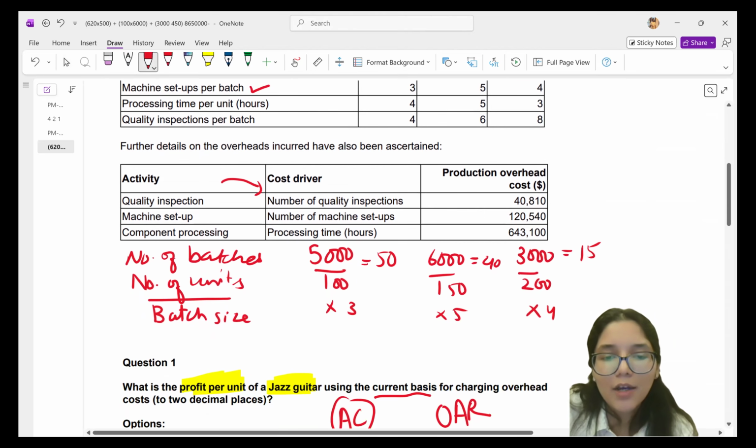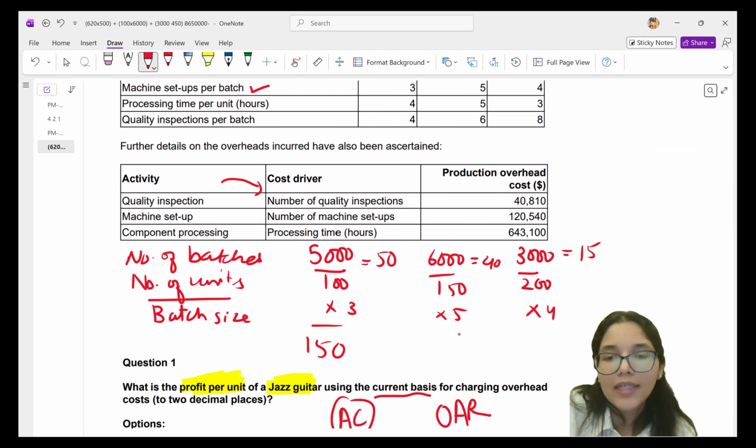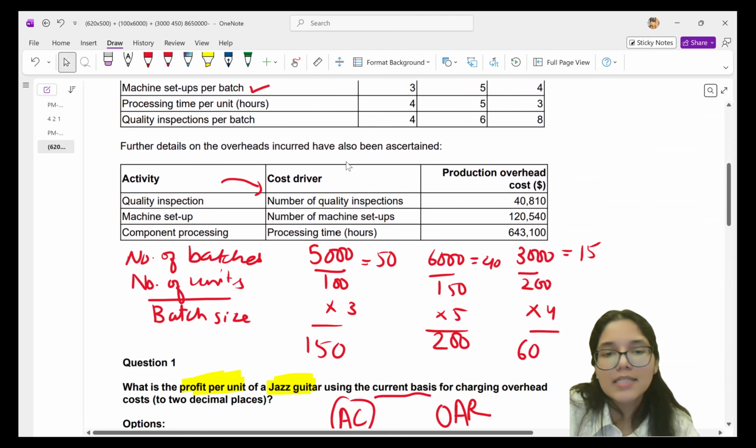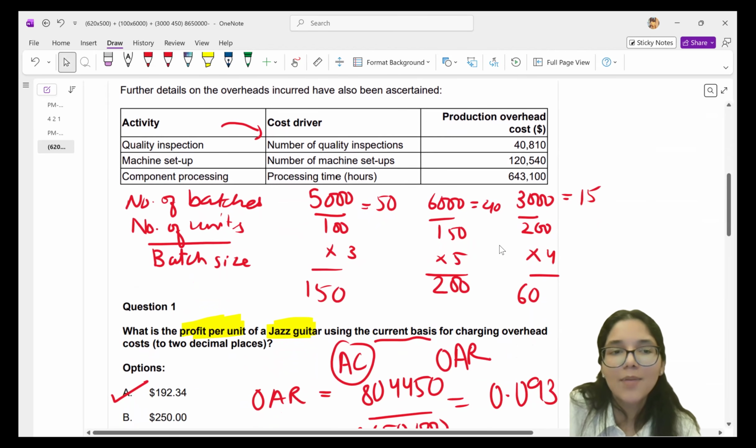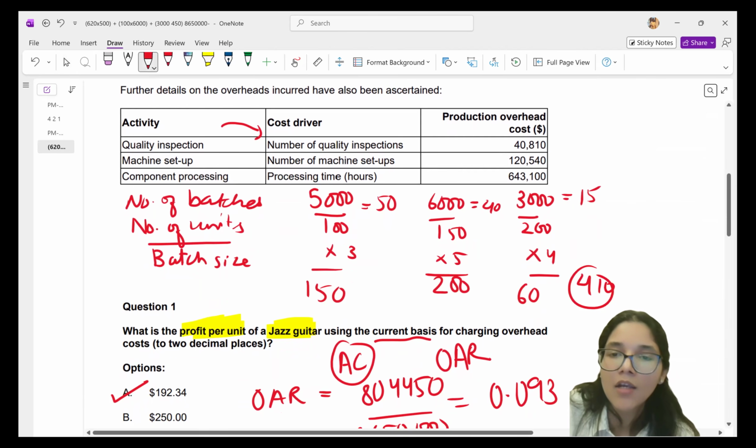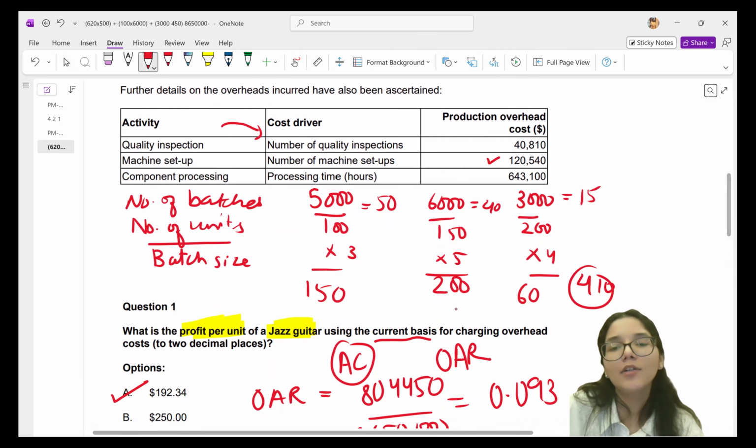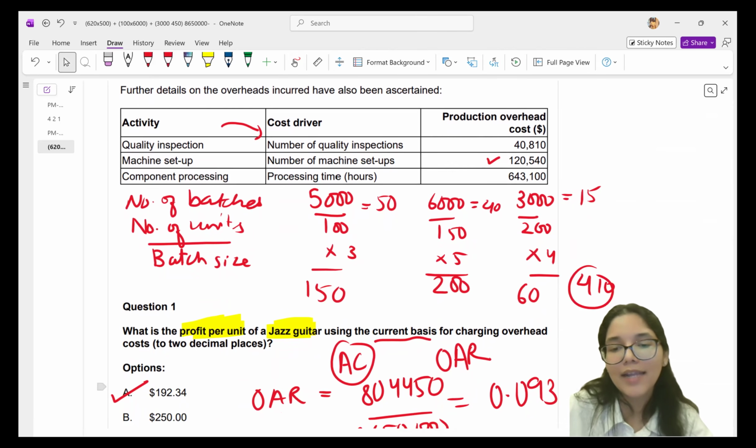So you can now find out how many setups there will be. So 50 into 3 will give you 150, 40 into 5 is going to give you 200. And then if you take 15 times 4, it is going to give you 60. So how many total number of setups are happening, guys? Yes, you're going to add all of them together. 200 plus 150 will give you 350. 350 plus another 60 will give you 410. So this setup cost that you have incurred of 120,540, you have spent it for doing the setups 410 times.